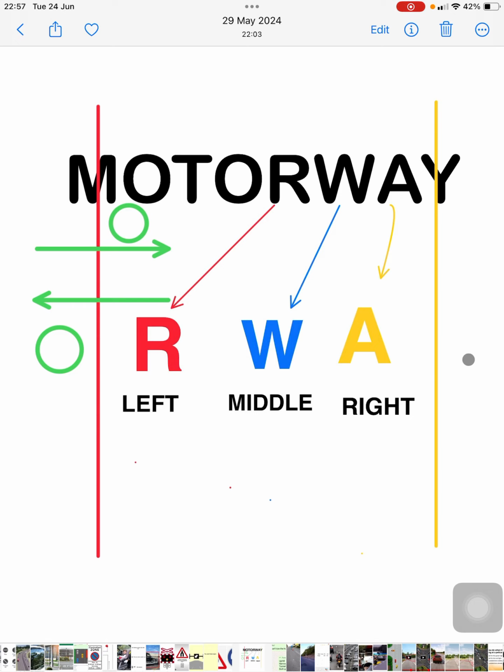And on the right-hand side of the motorway, what do we have here? On the right-hand side of the motorway, there is the central reservation. So amber studs will be next to the central reservation, okay? It's very easy. So if you just remember RWA.